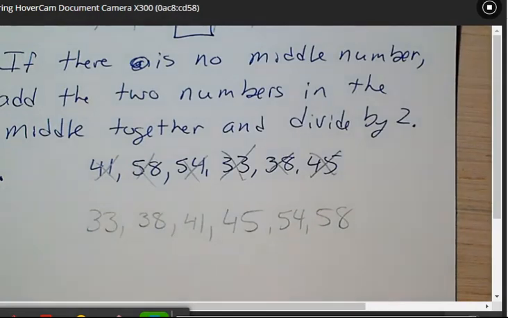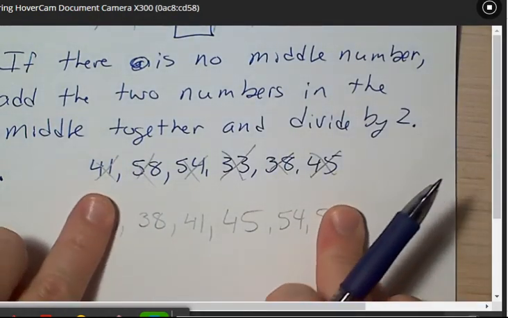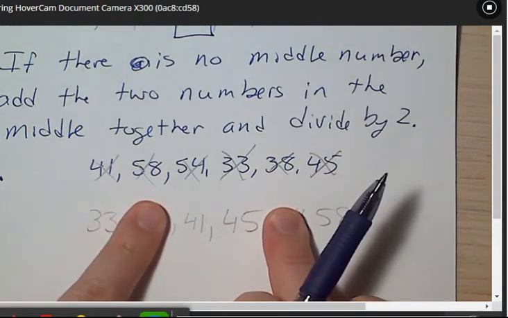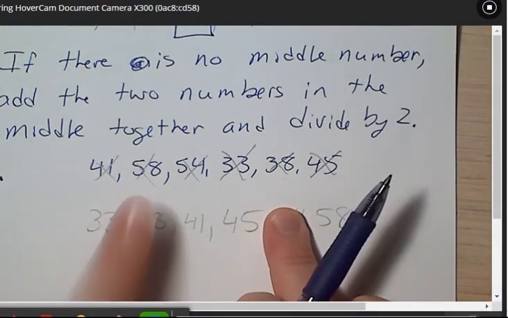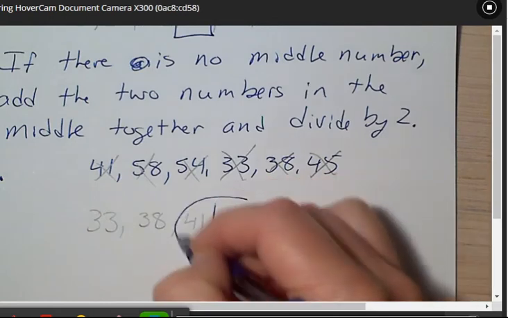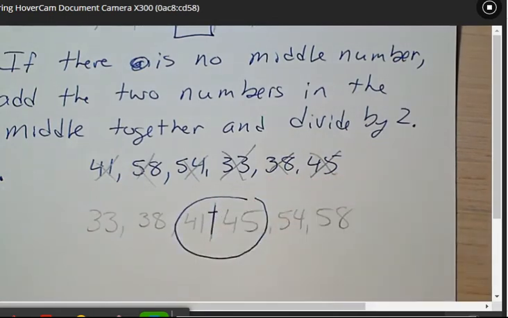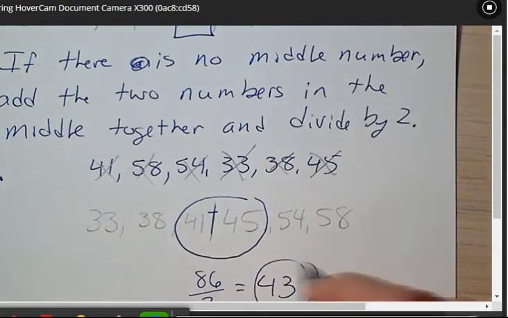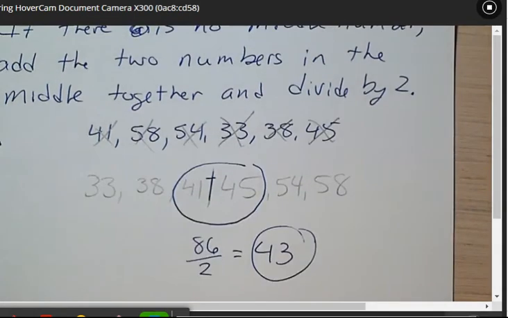Okay, so for this one, counting it back, you get to the end. There is not a middle number, so you've got 41 and 45 in the middle. Technically the middle would be there, so that's where we're going to add these two together. 41 plus 45 is 86, and then divide it by 2. So then your median comes out to be 43.